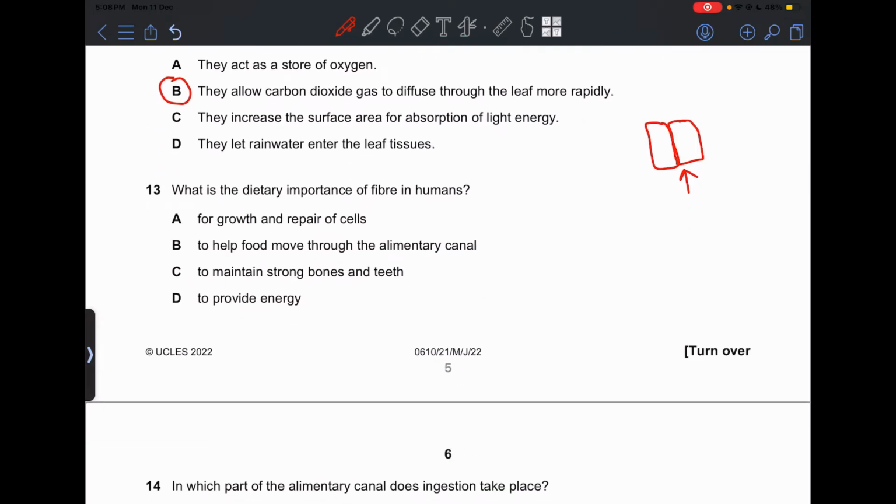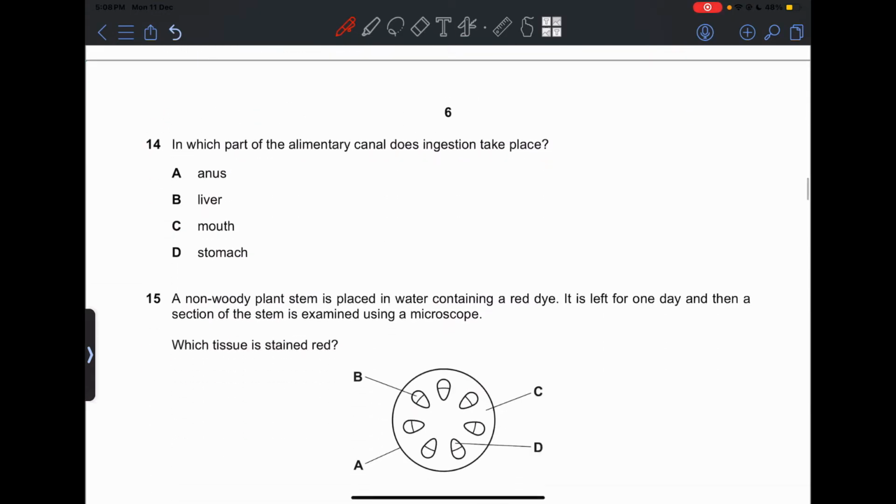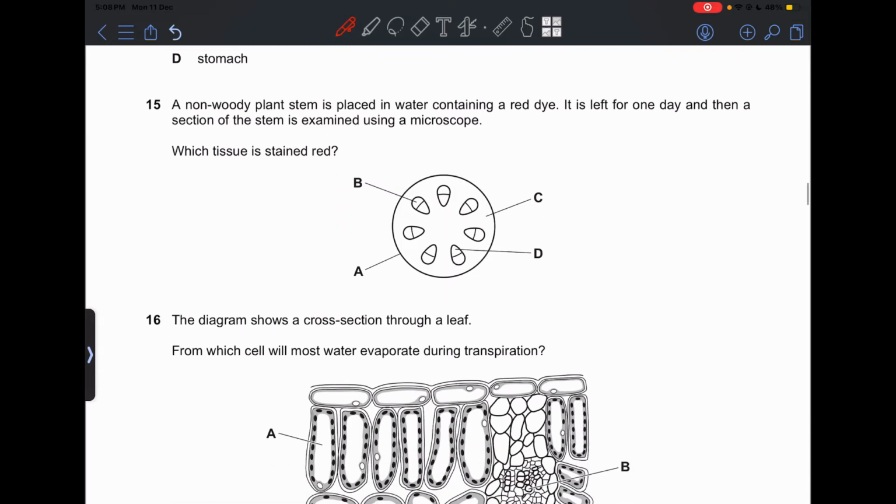13. What is the dietary importance of fiber in humans? A says for growth and repair of cells. This is actually incorrect. This is for the protein. B says to help food move through the alimentary canal. This is correct. So our answer is going to be B. 14. In which part of the alimentary canal does the ingestion take place? This is actually in the mouth. So our answer is going to be C.